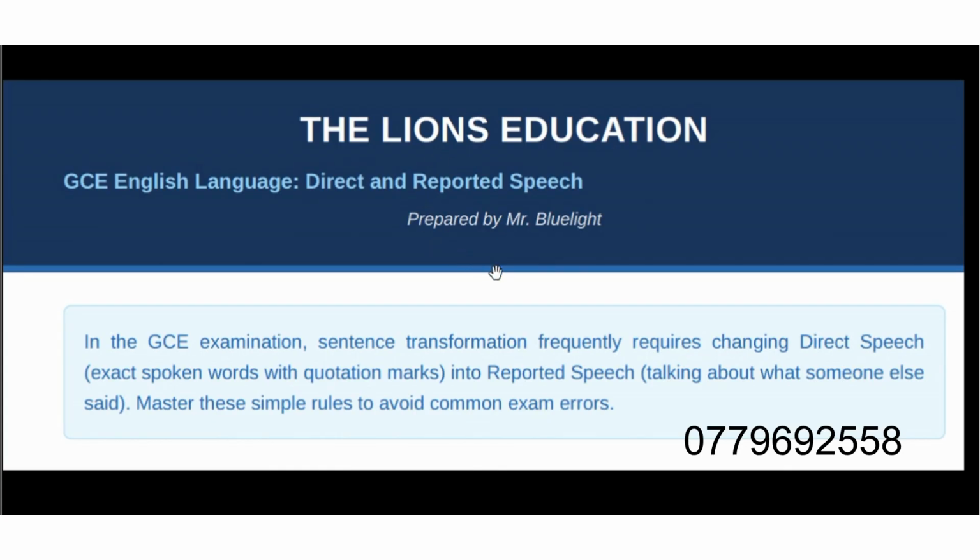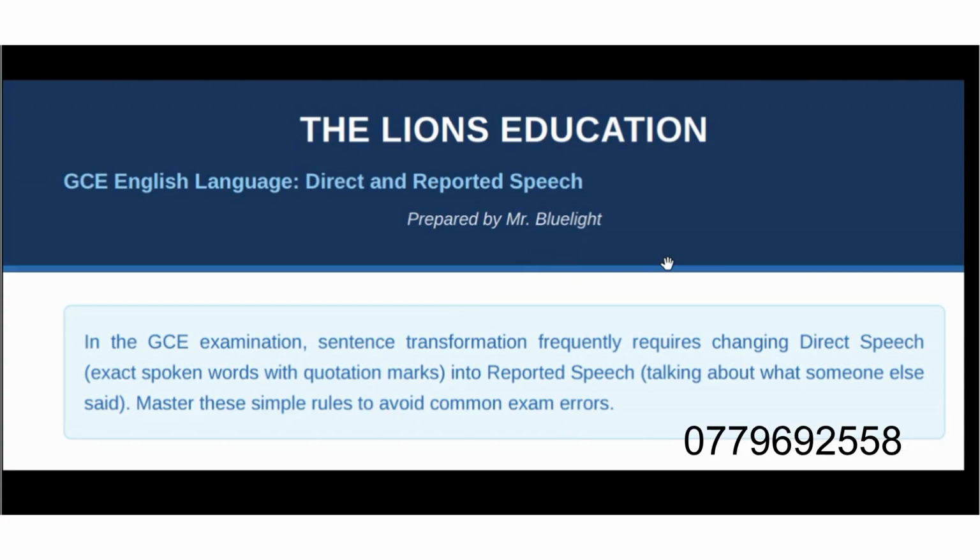A lot of students make errors when they are changing direct speech to reported speech. Now I'll give a guide on how you're going to be able to do this in a simple way and avoid those common errors. In the GCE examination, sentence transformation frequently requires changing direct speech to reported speech.